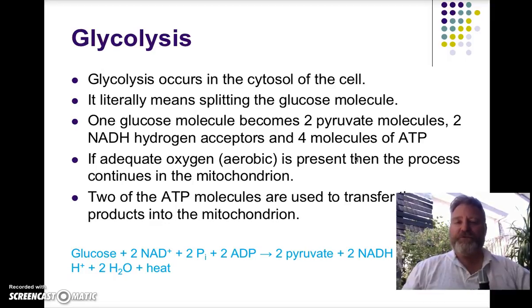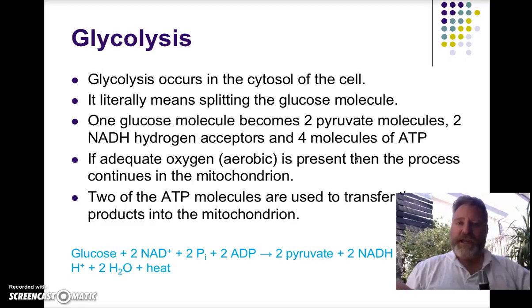This also produces 2 NADH hydrogen acceptors, so we've got a way of carrying some hydrogen, and 4 molecules of ATP. 2 of these will be spent crossing into the mitochondria. So as a process, it's not producing a lot of ATP. If there's adequate oxygen, so if we're breathing nicely and we're alive and not buried in dirt somewhere, then the process will continue on into the mitochondrion.